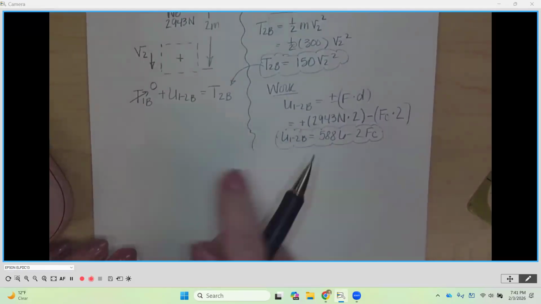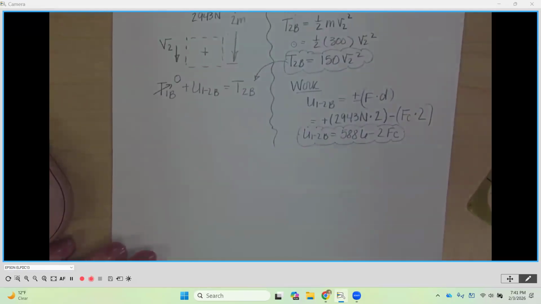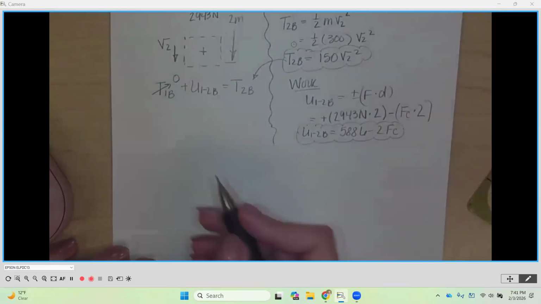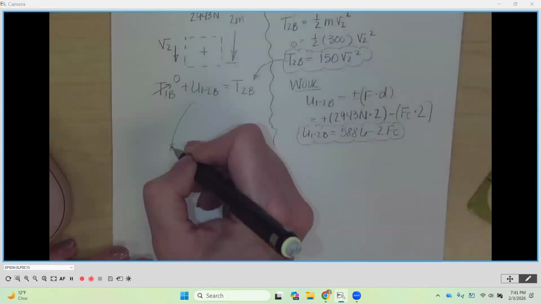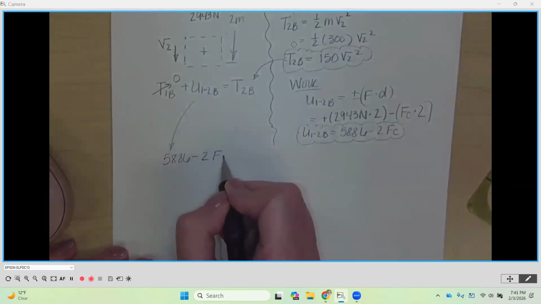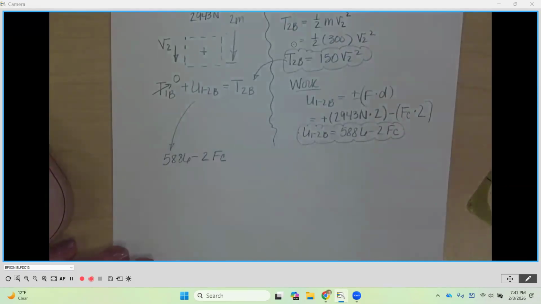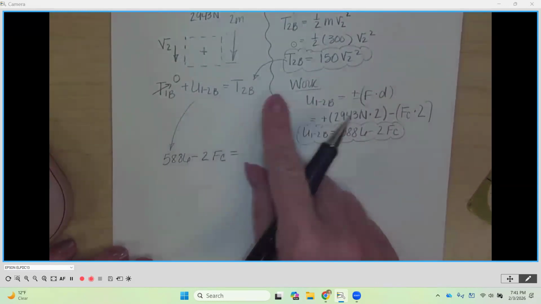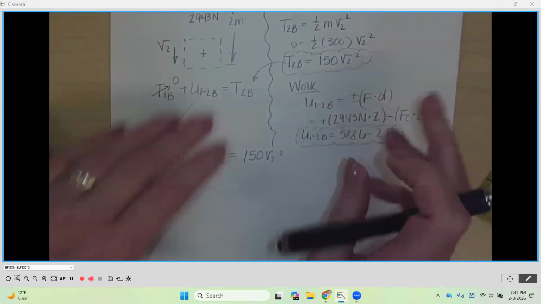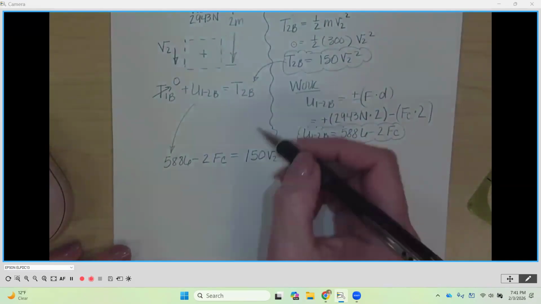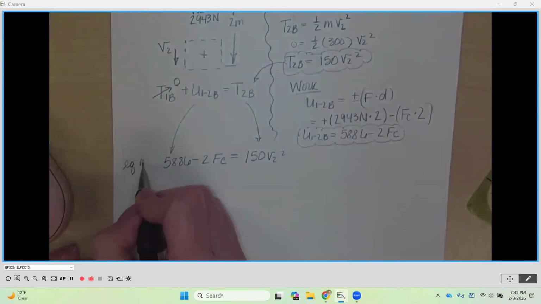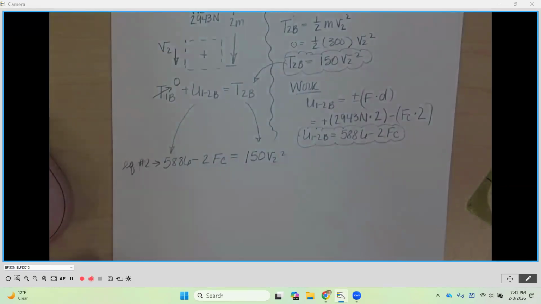So now let's put our values into our work energy theorem. I know that my work 1B can go here, so I'm just going to put that here. So this is going to be 5,886 minus 2 FC is equal to my T2 of 150 V2 squared. Okay. Now I'm going to call that equation number 2, for block B.